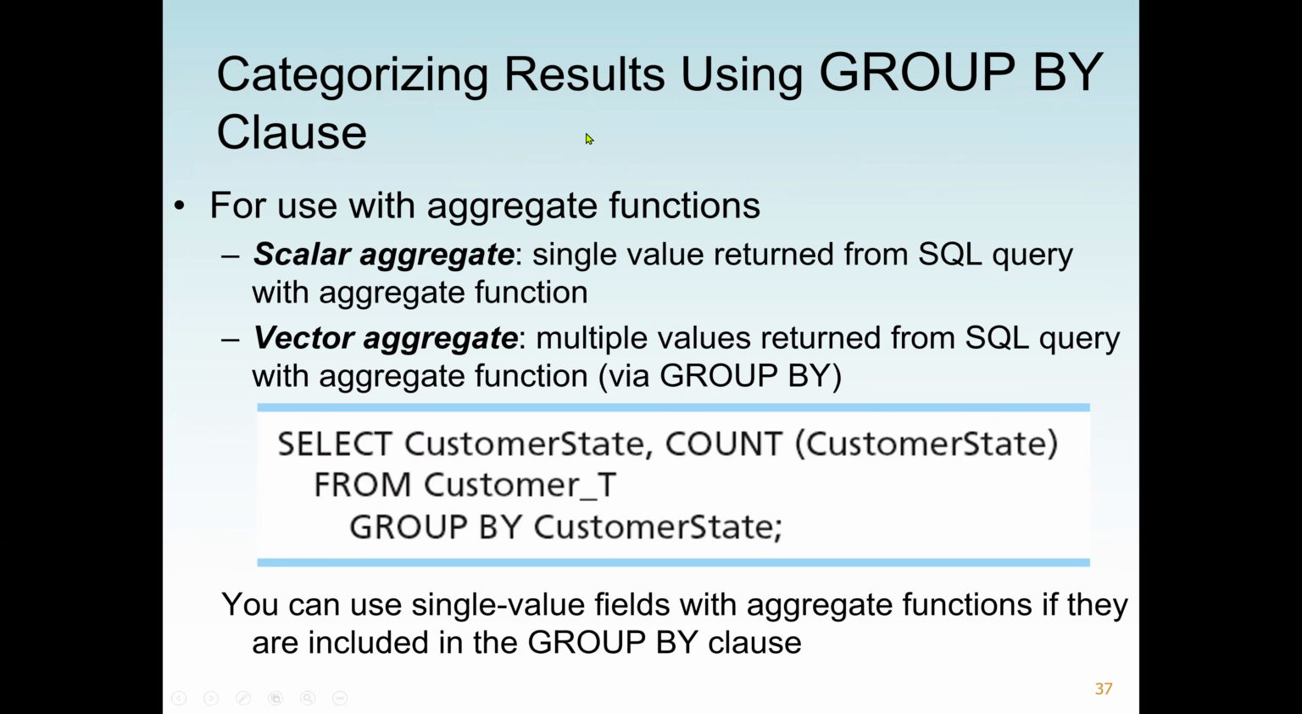We can also categorize the results using the group by clause. So we have the scalar aggregate. Scalar means a single value returned from SQL, or vector aggregate, multiple values returned from SQL. So select customer state and count the number of customer states we have from customer T, then we group by customer state. So here we can use the single value fields and aggregate function if they are included.